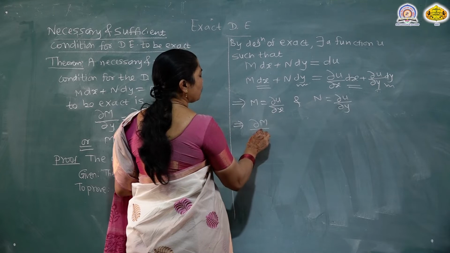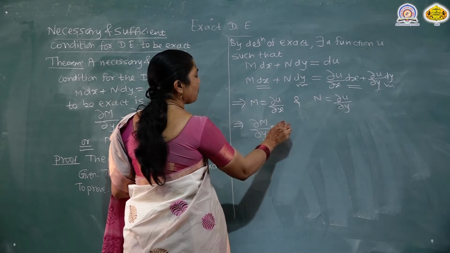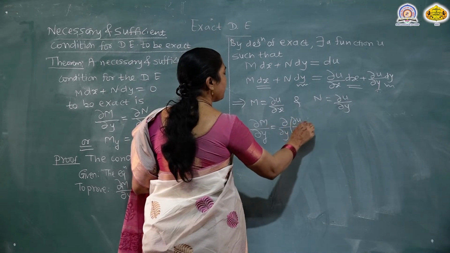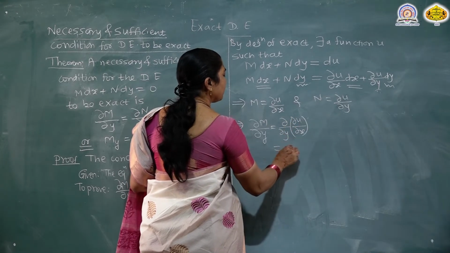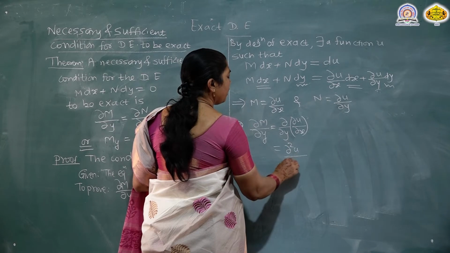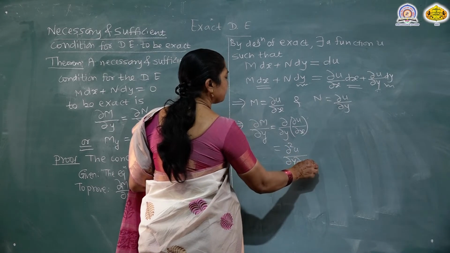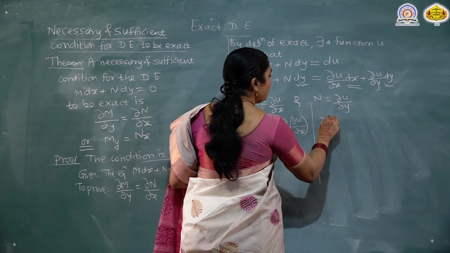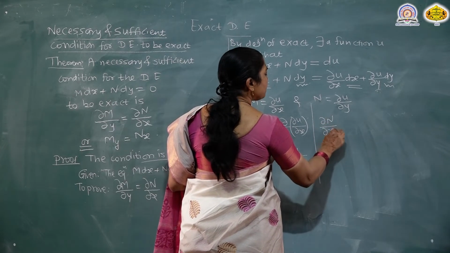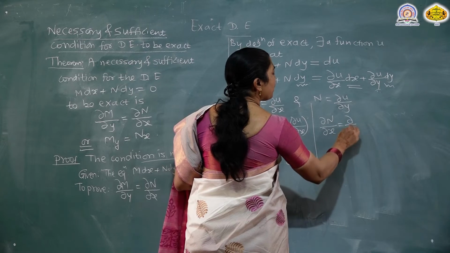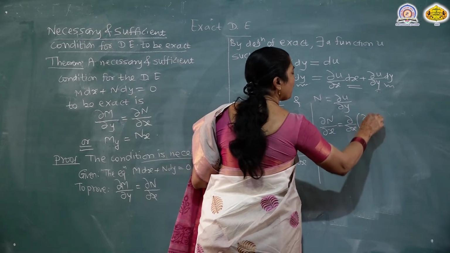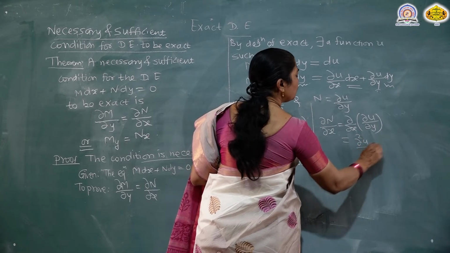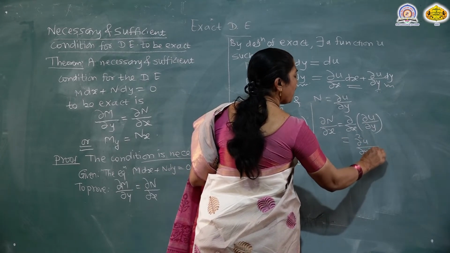Differentiate M with respect to y. So what is ∂M/∂y? It is nothing but ∂/∂y of ∂u/∂x, that is ∂²u/∂y∂x. Similarly, differentiate N with respect to x. What is ∂N/∂x? It is ∂/∂x of ∂u/∂y, so it is nothing but ∂²u/∂x∂y.